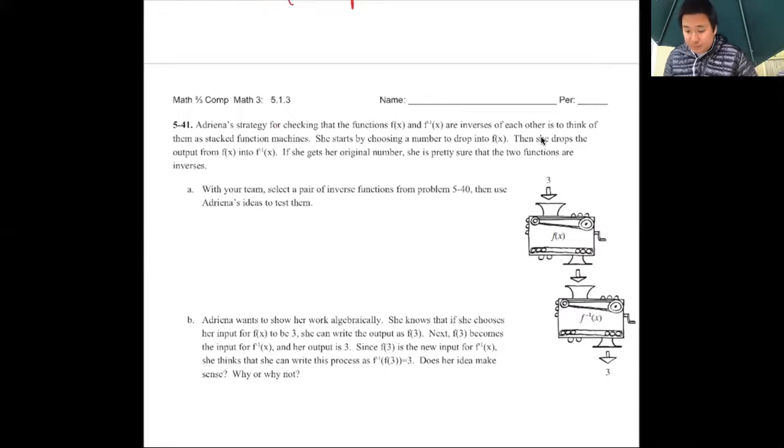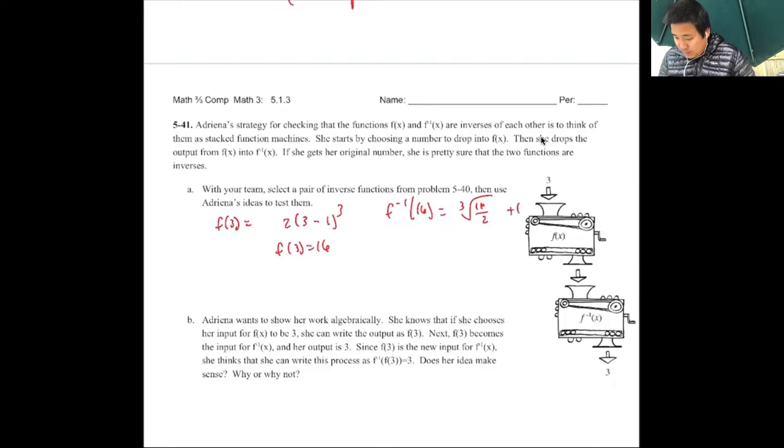So this is A through D. So I'm going to do f of 3. So 2 times 3 minus 1 cubed. 2 cubed is 8, 16. Take 16 now and plug it into the inverse. F inverse of 16 equals cube root of 16 over 2 plus 1. That's 8. Cube root is 2. 2 plus 1 equals 3. F inverse of 16 equals 3.